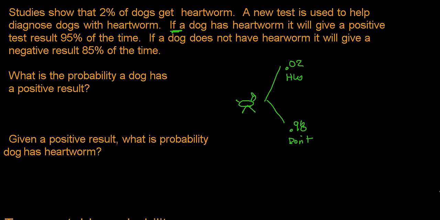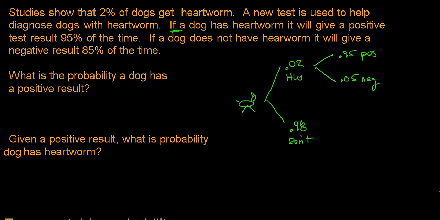Now, the first statement said if you have heartworm, so I'm going to follow the heartworm branch. If you have heartworm, there is a 95% chance of a positive test result, which means there's a 5% chance of a negative test result. Now that would obviously be bad. A negative test result would tell you that your dog does not have heartworm when they really do.